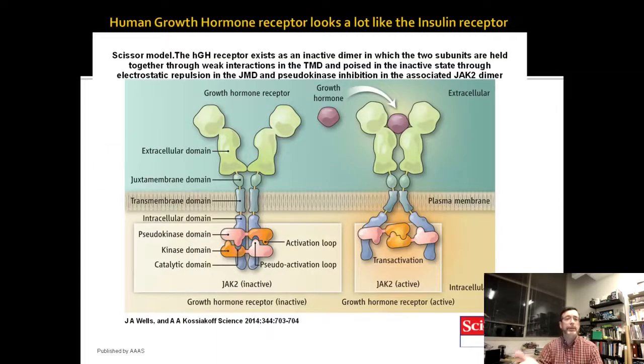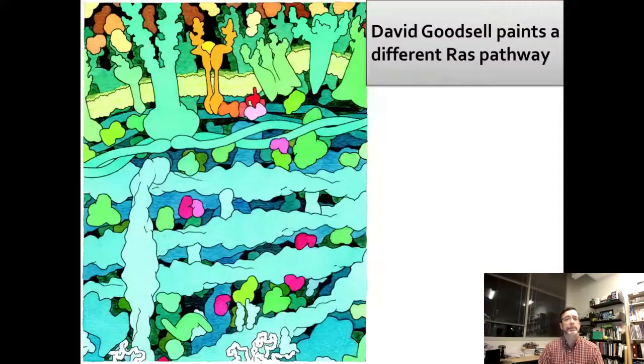And for example, here's human growth hormone receptor. It looks a lot like the insulin receptor, has that dimeric thing. Growth hormone binds. There's an activation change in the middle, but then you have a different pathway. You have the JAK2 domain inside. So you can also see some similarities in how these receptors work. This is an example of modularity. This is how that works.